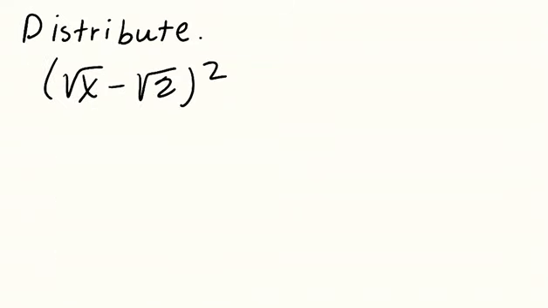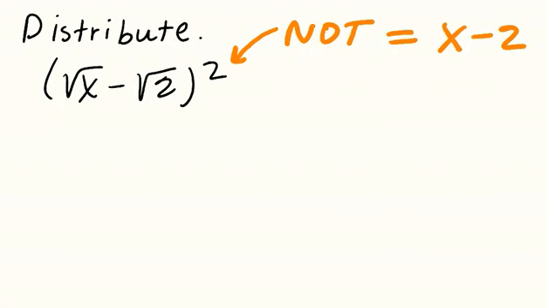Okay, just like when we squared a binomial that didn't have any radicals in it, you cannot just say that this is x minus 2. Okay, so I'm going to just remind y'all of that. This is not equal to x minus 2. Please don't do that. Okay, what you need to do is you need to set up for FOIL.